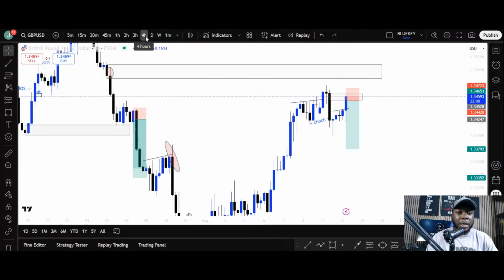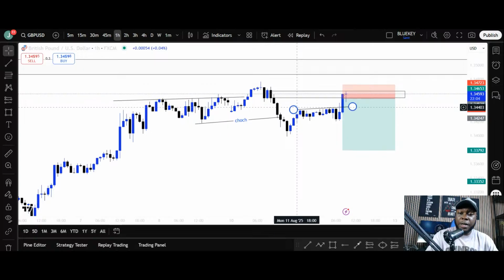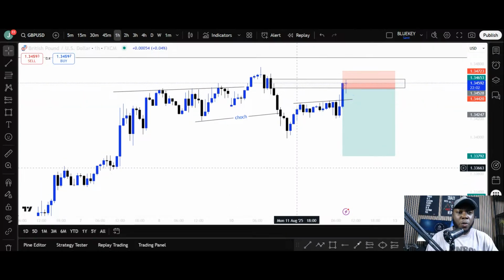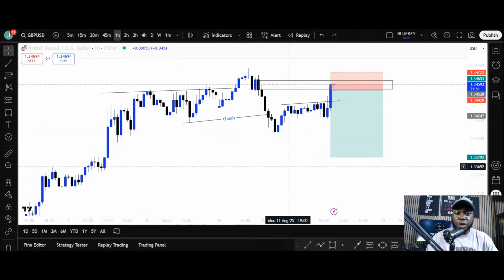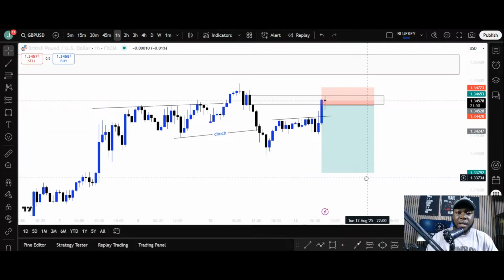So what do I do next? I bring it down to lower time frame. Now on this lower time frame, this is where we are on the 1-hour time frame. You can see clearly the change of character here. You can see clearly that before this market started moving, this was the order block it created. So I have an order block that created a change of character. And next thing, we have this engineered liquidity around this area here.